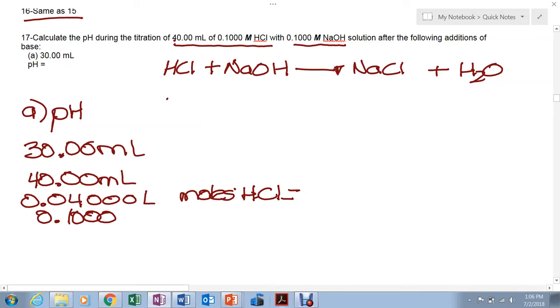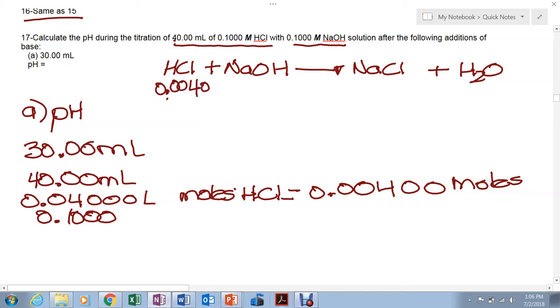To find out the moles of HCl, we're doing the HCl initially. We don't have to do the pH calculation, but we need to know how many moles you have present in the flask. And it's going to be 0.00400 moles.